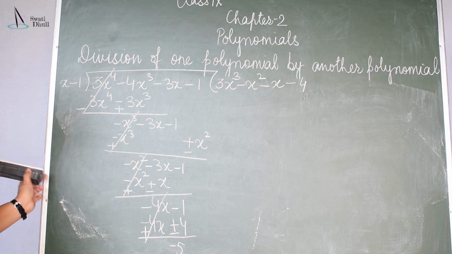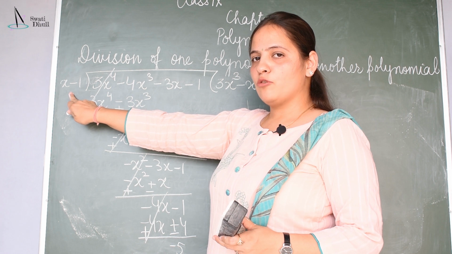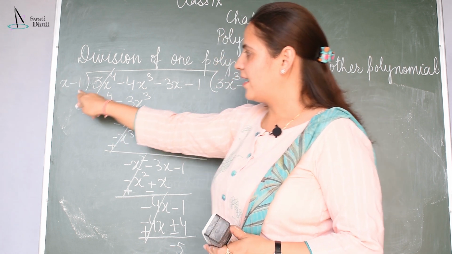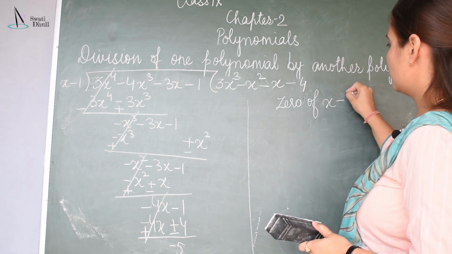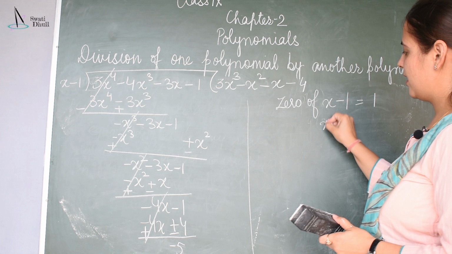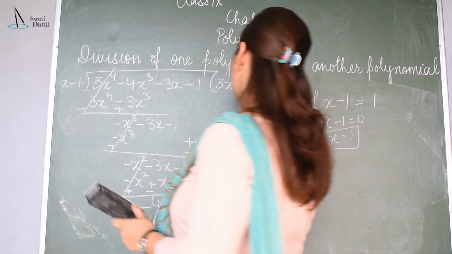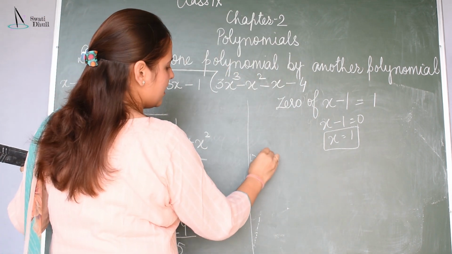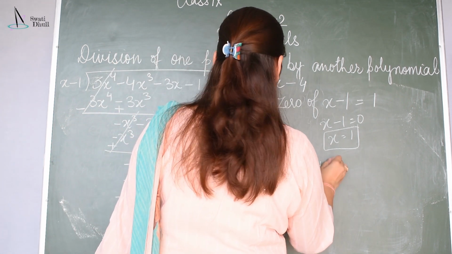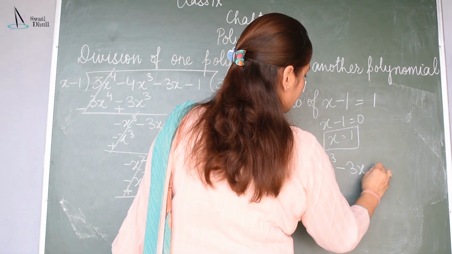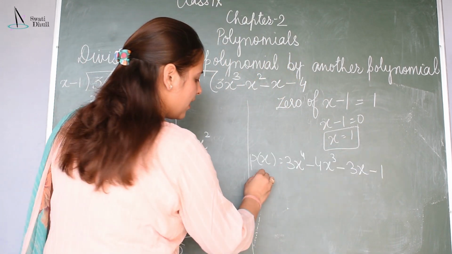as minus 5. Now if I see the remainder theorem, what was it? That it is to be divided by the linear polynomial. So you need to find the 0 of this polynomial. So the 0 of this linear polynomial is 1, because if I equate it to 0, I will get 1. Now if this is p(x), p(x) is equal to 3x to the power 4 minus 4x cube minus 3x minus 1. Now I have to substitute 1 in place of x.